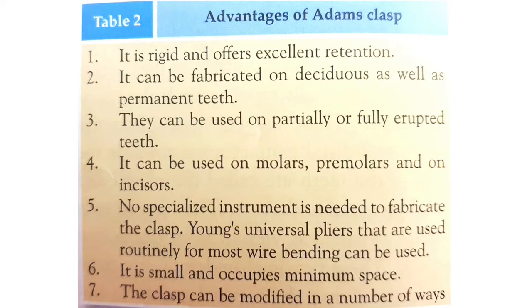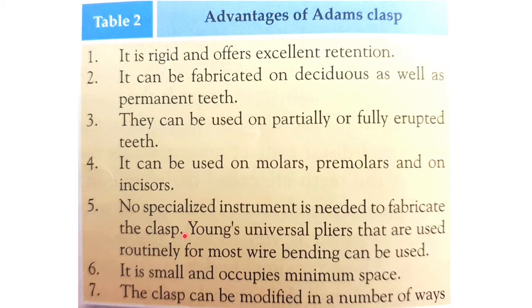What are the advantages of Adams clasps? It is rigid and offers excellent retention. It can be fabricated on deciduous teeth as well as permanent teeth. They can be used on both partially or fully erupted teeth with minimal soft tissue trauma. It can be used on molars, premolars, and on incisors.